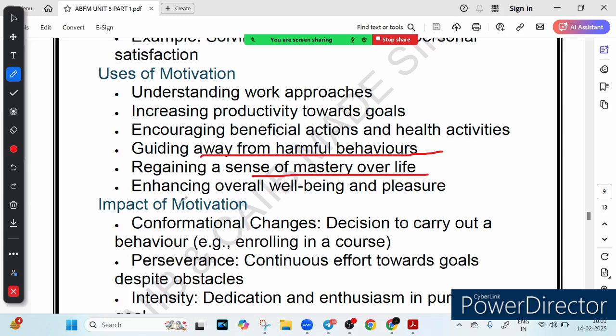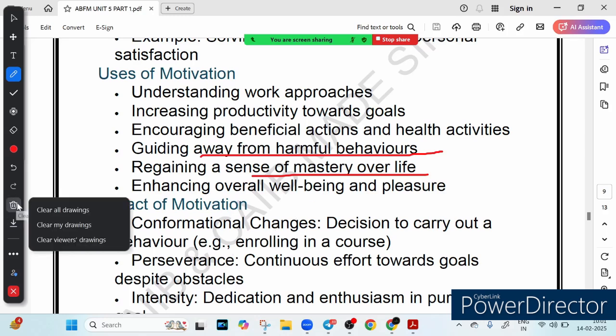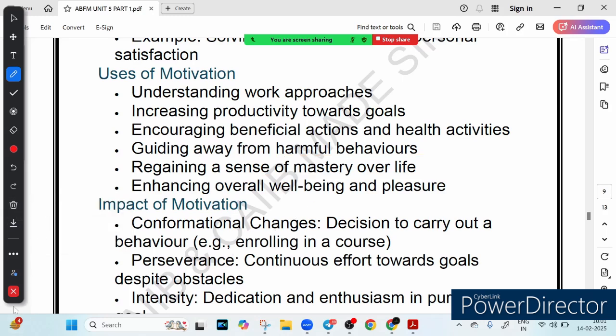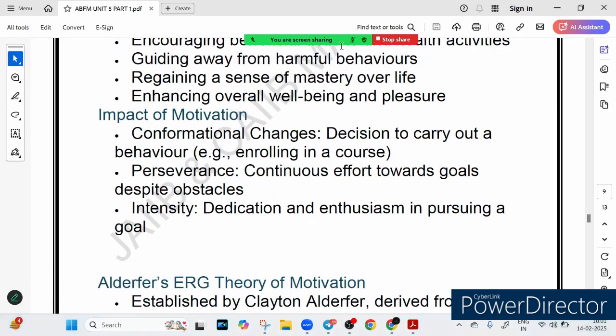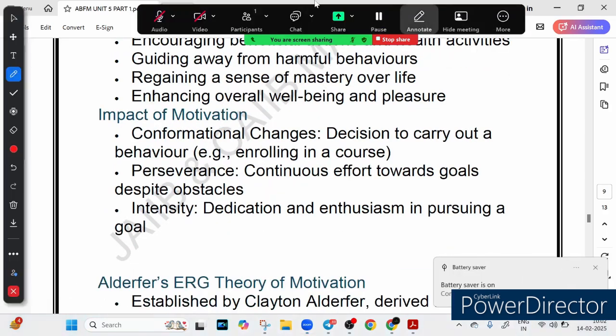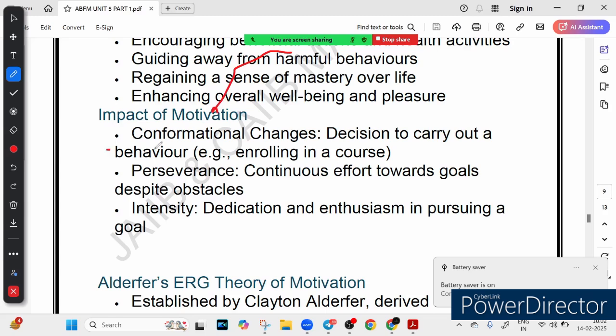Now, what is the impact of motivation? How exactly does motivation impact us? Here is what happens when you are truly motivated. The first point is the conformational changes. So here you can see the key point written here. This is so-called conformational change.